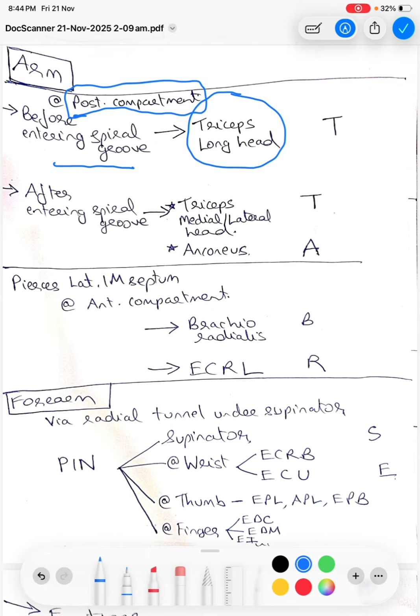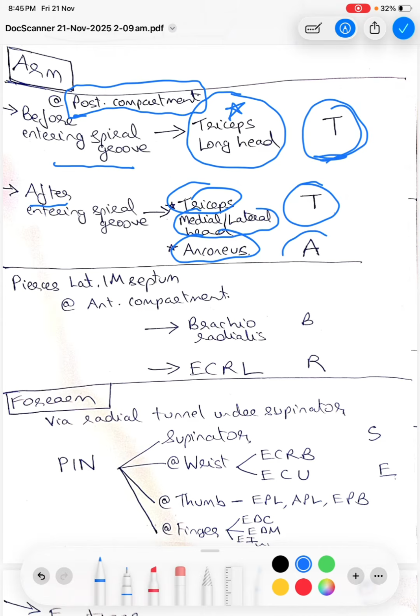Okay, before entering the spiral groove, it supplies the long head of triceps, and after entering the spiral groove, it supplies the medial and lateral head of triceps and anconeus. So to make this concept clear, we are going to remember with a mnemonic. In the posterior compartment, it supplies the long head of triceps before entering the spiral groove, and medial and lateral head of triceps after entering the spiral groove, and anconeus.